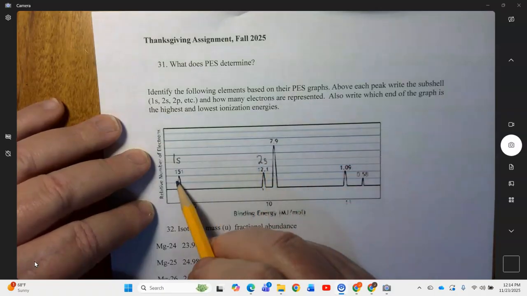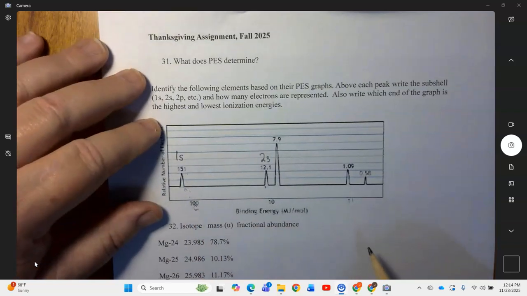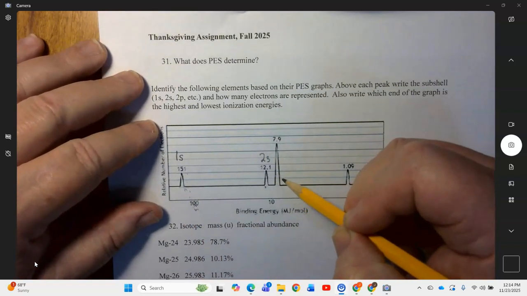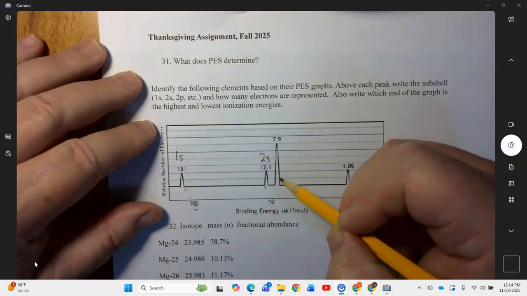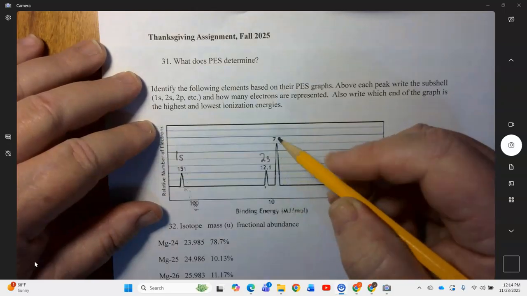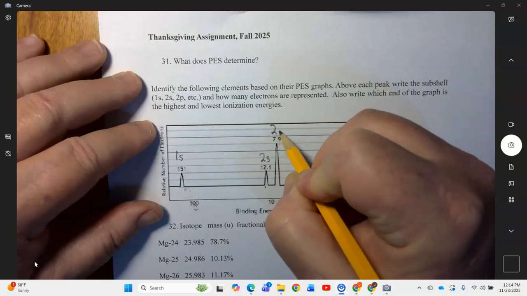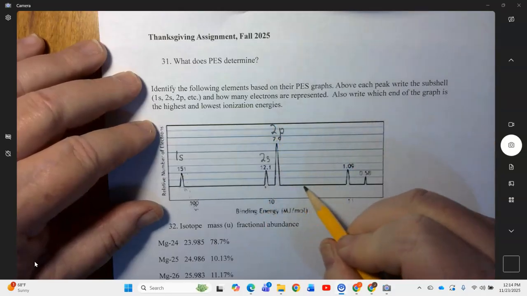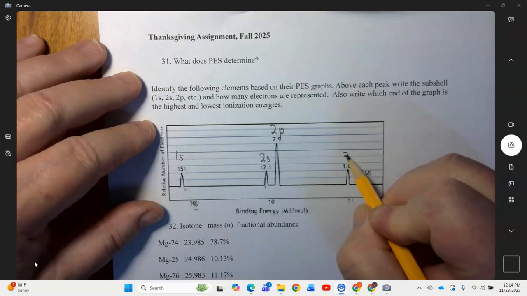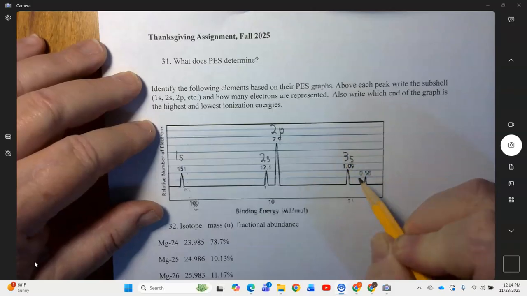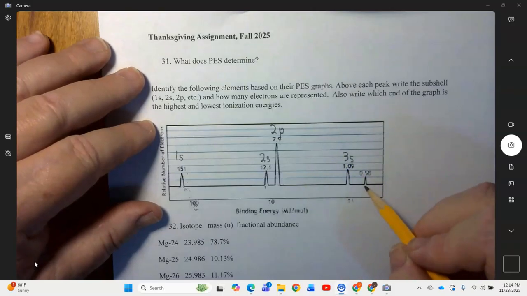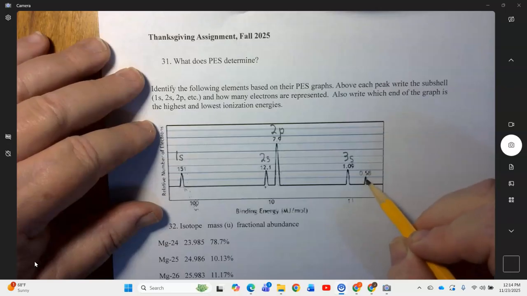and you can tell how many there are because each line represents 1 electron: 1, 2. Over here you have 2p, and we know the 2p holds 6 electrons: 1, 2, 3, 4, 5, 6. So this is 2p. Then we get over here, and here's 3s. Finally we get to the 3p, and we see the 3p only has 1 electron.